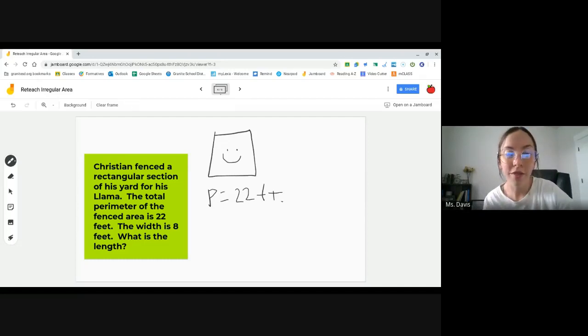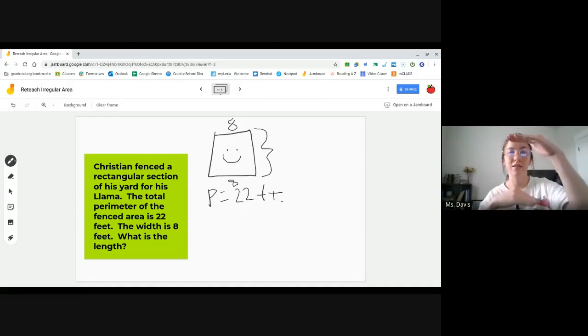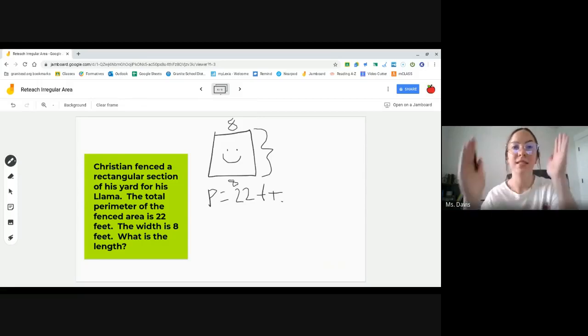The width, so that's the left side to the right side, or the bottom, that's what width is: 8. And the length is what we need to find out. So I'm looking for this side. So if this bottom edge is 8, this top edge is 8 because the lengths on the top and bottom are the same. So now I need to figure out what's left over on the sides.